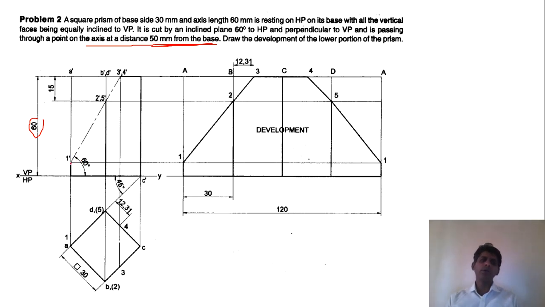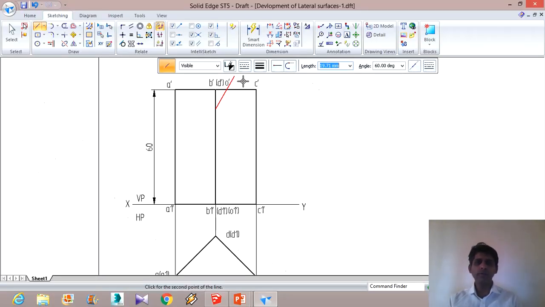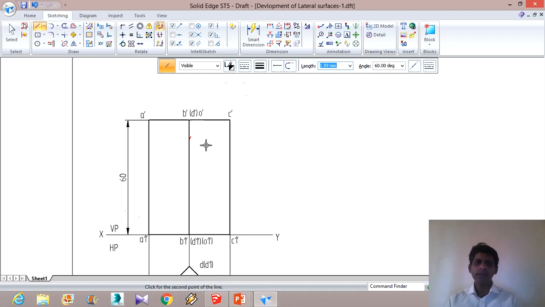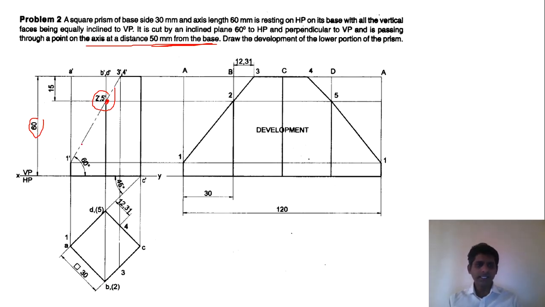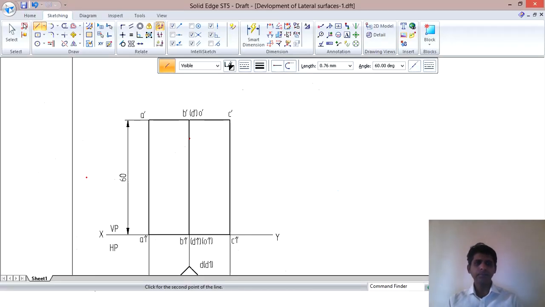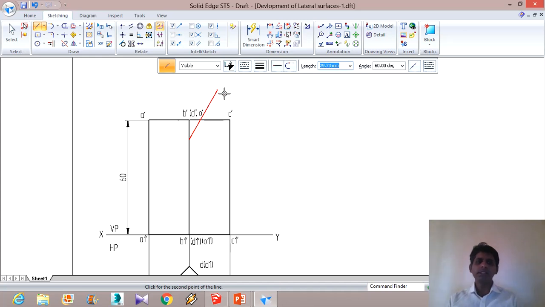Notice that you don't know this point. We know only this particular point, which is 50 mm away, right? So we have to draw it from this point only. We cannot draw it from this other point because we don't know it. This point is known to us. It is 50 mm from the base. That is why I have to draw it from this particular line, and it is at 60 degrees. Fine. So I will just draw this line and keep it like this.